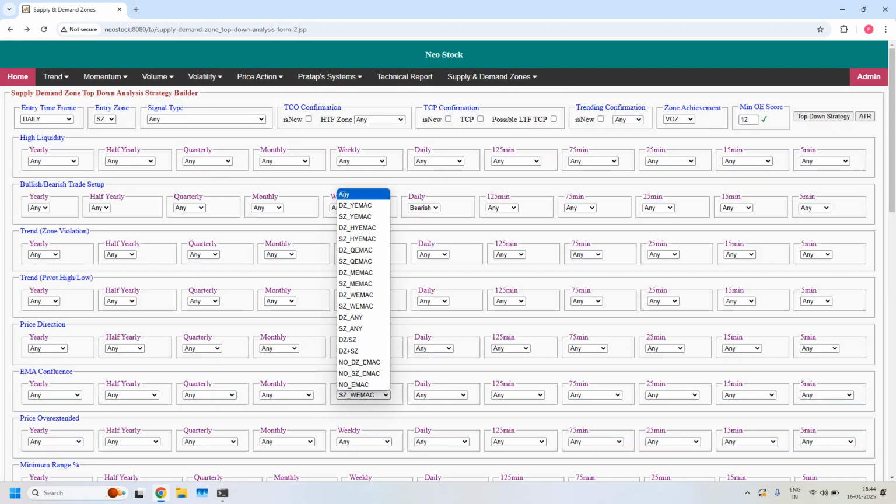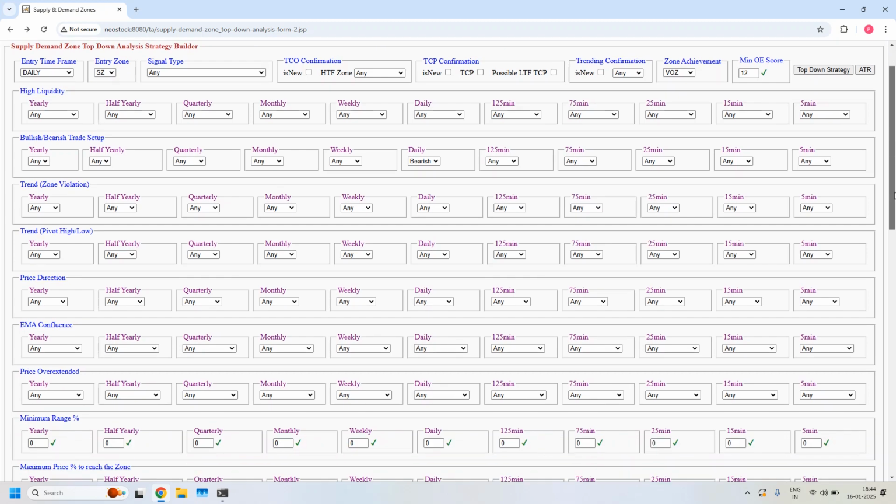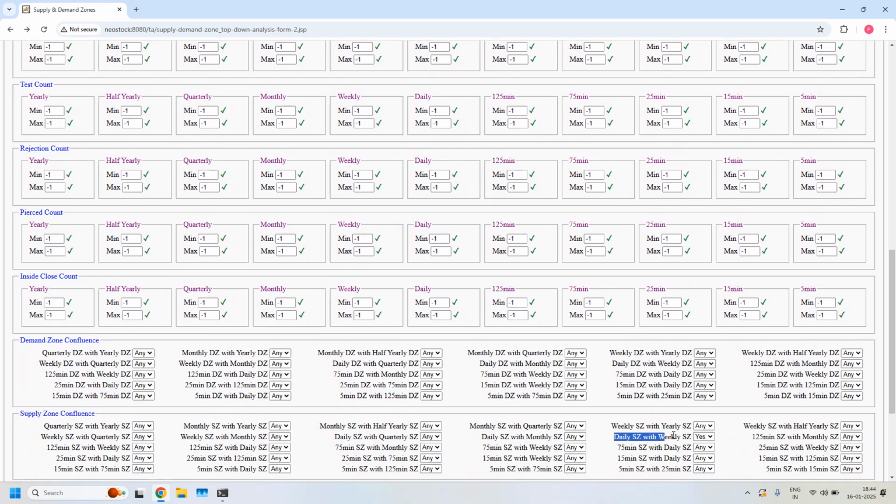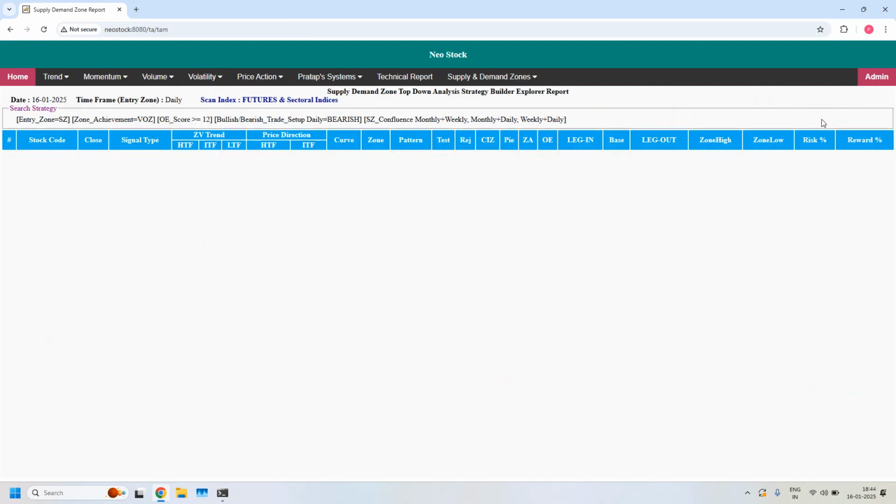Okay, next we will filter based on LTF, ITF, HTF supply zone confluence. I am removing EMA filter. In the supply zone confluence, we should set 3 filters. First filter is already enabled. Second filter, daily supply zone with monthly supply zone confluence. Third filter, weekly supply zone with monthly supply zone confluence. With all the 3 filters, we did not get any stocks. Okay, that means there is no LTF, ITF, HTF supported supply zones.